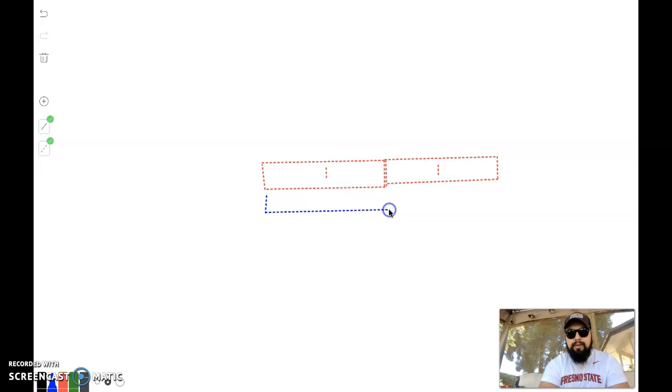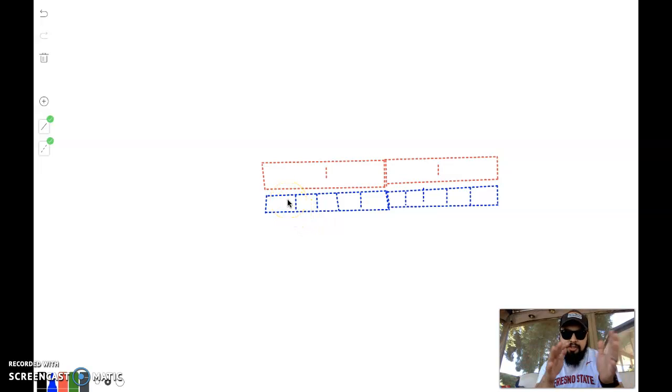Let's take this one, make it the same length as the one whole, and divide it into fifths. 1, 2, 3, 4, and 5. Same thing over here. 1, 2, 3, 4, and 5. If we look right there, we know this is a good representation of this problem.